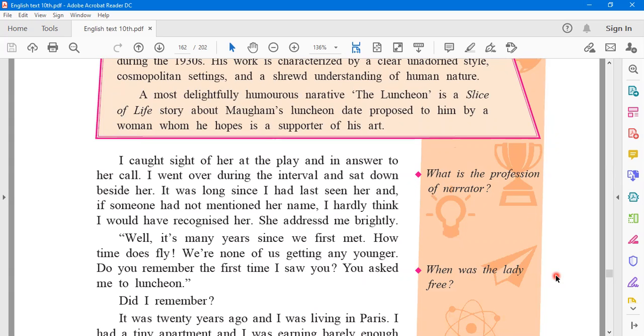What exactly had happened 20 years ago, and what was that incident? Who this lady was, and how the author was associated with her.